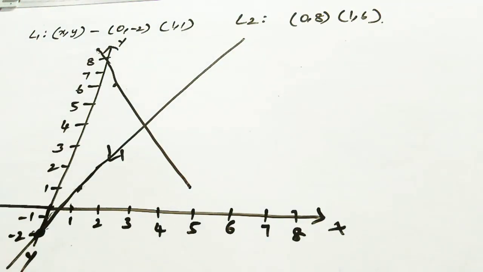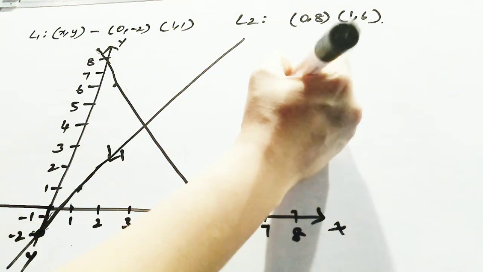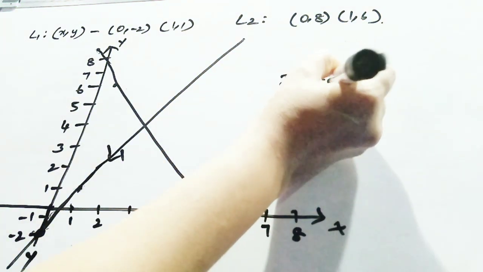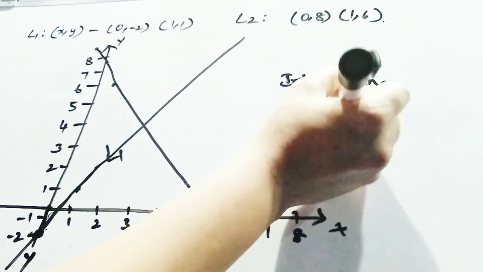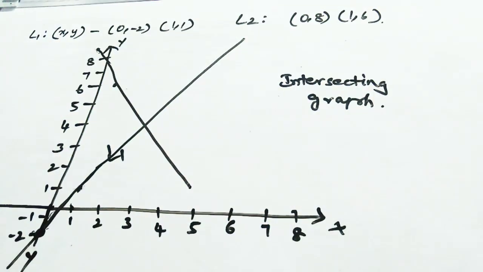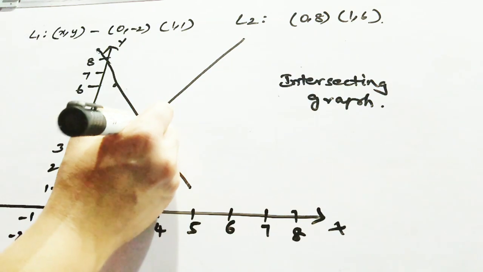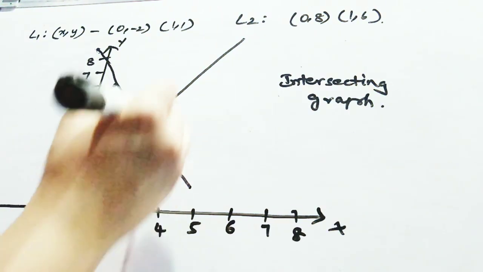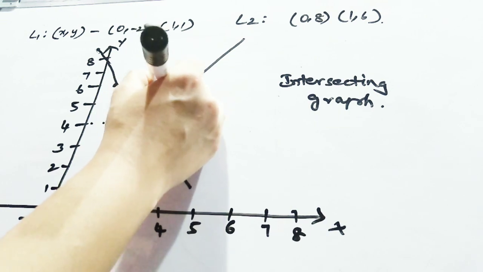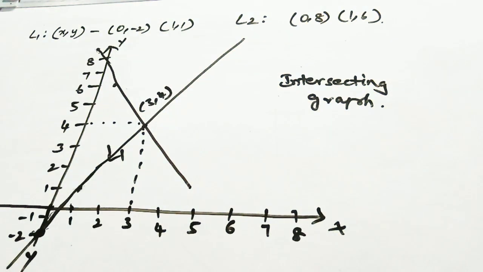So this graph is an intersecting graph. What is the point of intersection? The point of intersection is 3, 4.